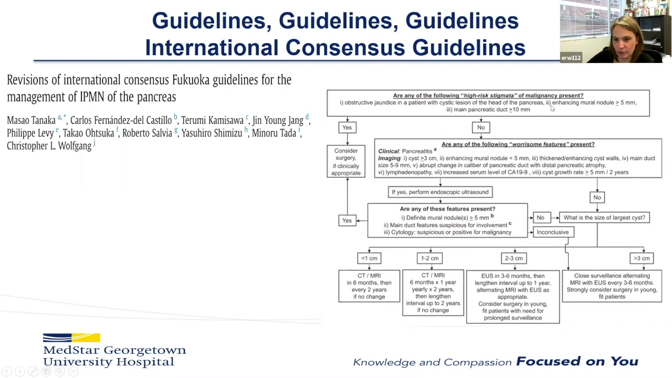I don't know, but these are the ones I would say that you would obviously do something about anyway, even if there were no guidelines, right? So the main duct greater than or equal to 1 centimeter is patients with main duct IPMN.